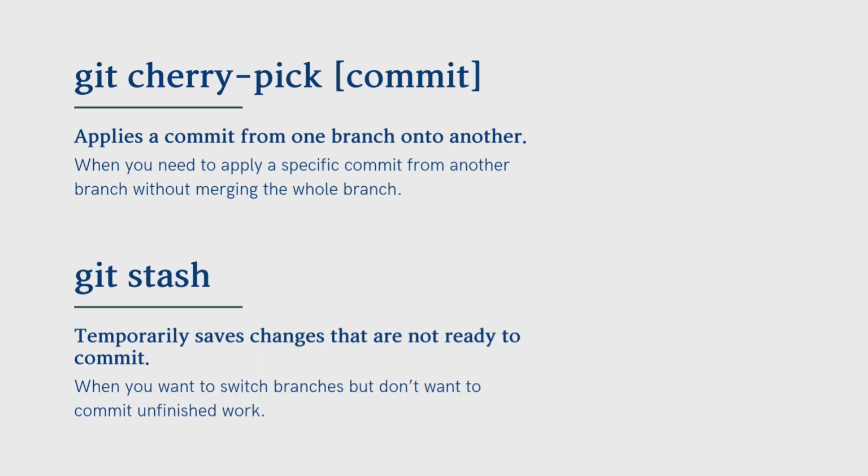Git cherry-pick. This command basically applies a commit from one branch onto another, and is used when you need to apply a specific commit from another branch without merging the whole branch. Git stash. This command basically temporarily saves changes that are not ready to commit, and is useful when you want to switch branches but don't want to commit unfinished work.